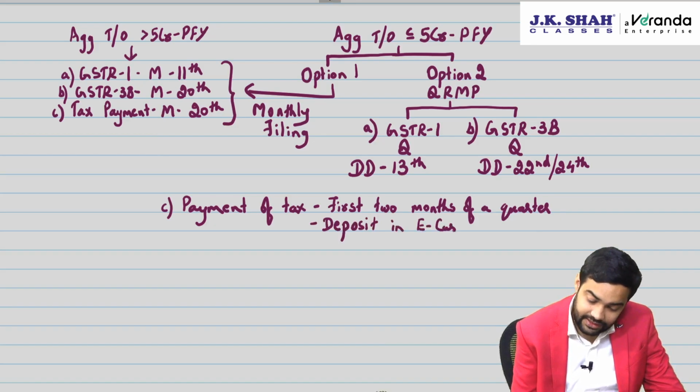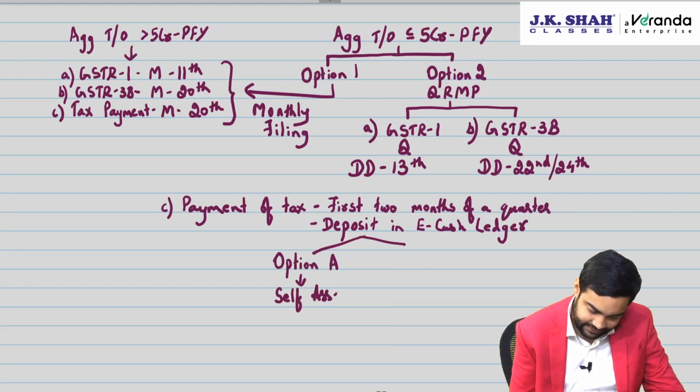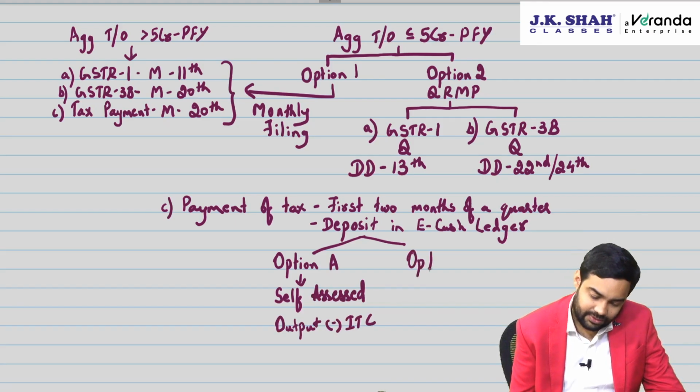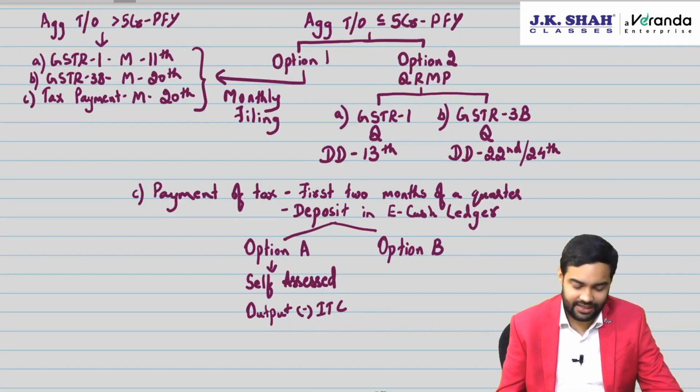Now the question arises, how much should you deposit in the e-cash ledger? The government provided two methods. Option A, you can deposit self-assessed tax. Self-assessed meaning calculate your output, calculate your ITC and deposit the balance amount. But then people said, government, if I have to do this calculation, why will I do QRMP? Instead of that, I will do monthly filing only.